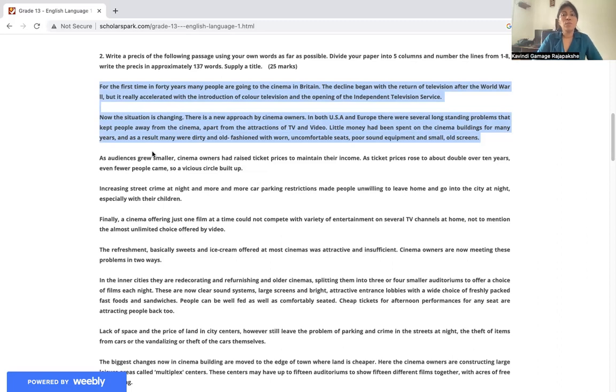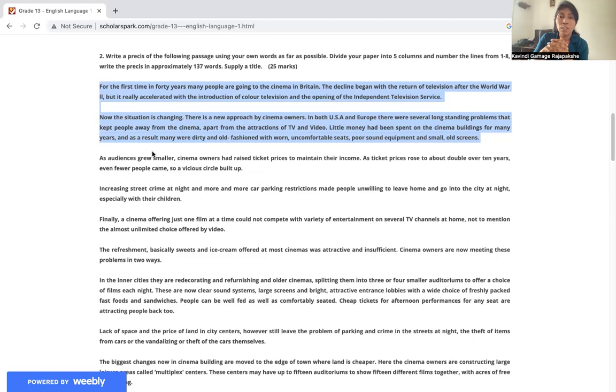So what's the main idea? Here it says for the first time in 40 years, many people are going to the cinema. Now people began to go to the cinema again. But the writer mentions there was a decline. Why was there a decline? Because of the television. When? After the Second World War. But it really accelerated with the introduction of color television and the opening of independent television service. So the rough idea is what?